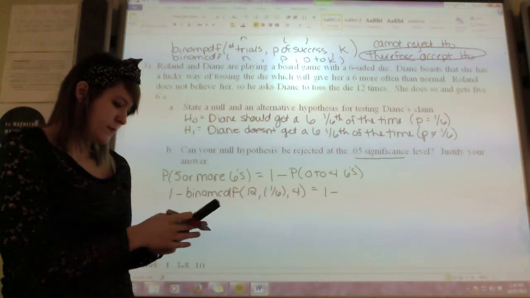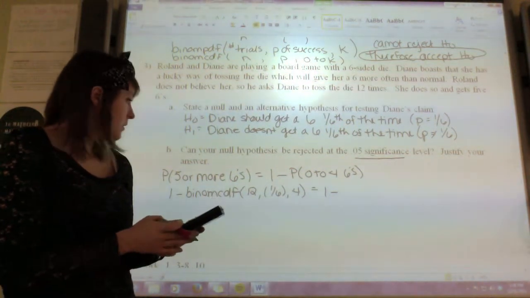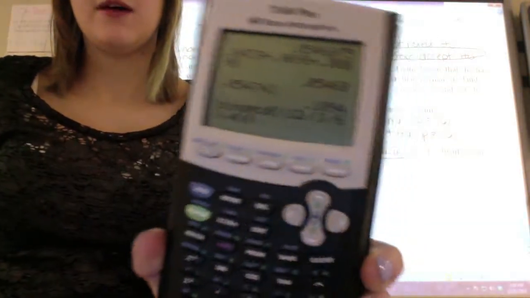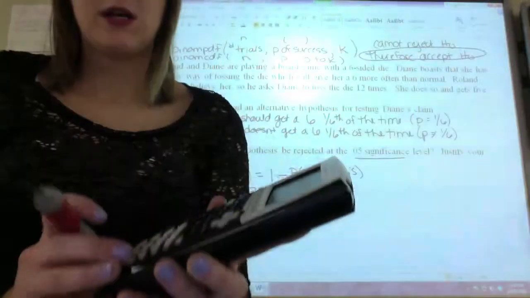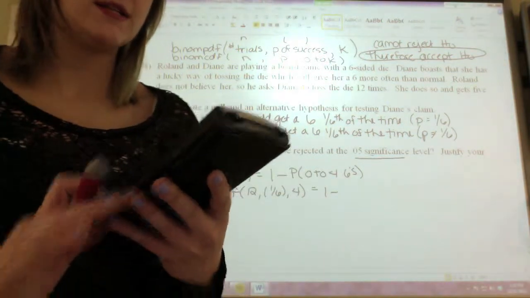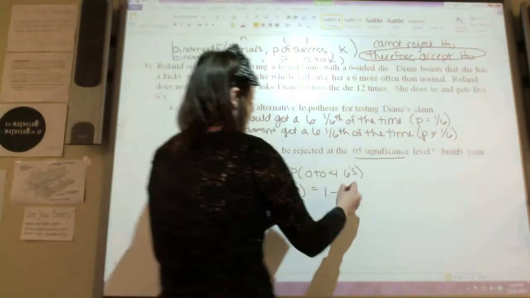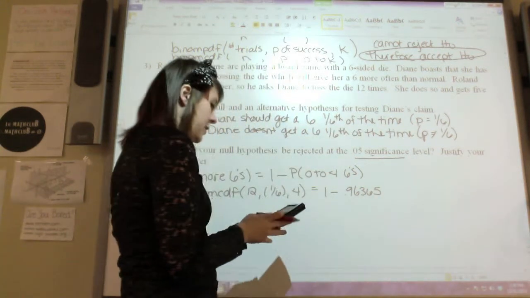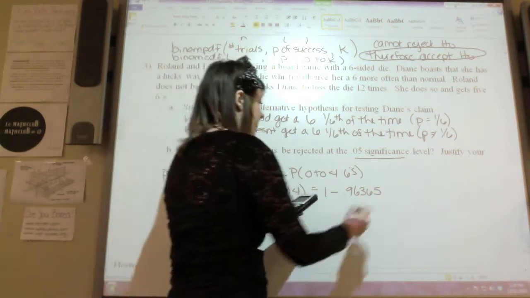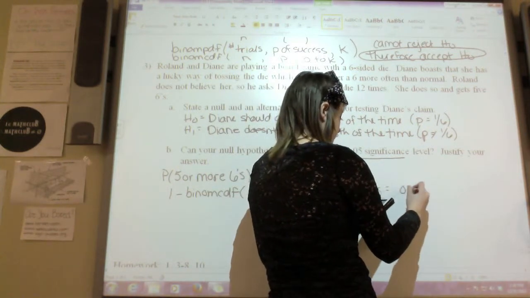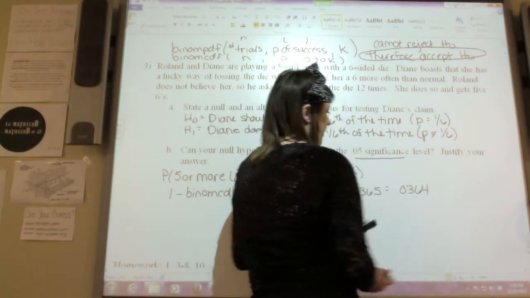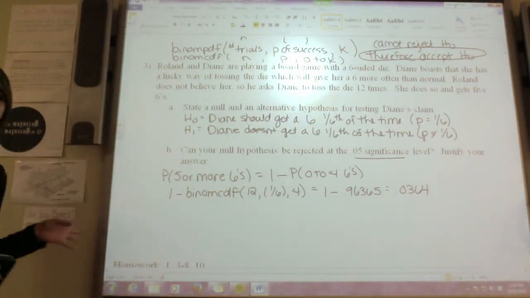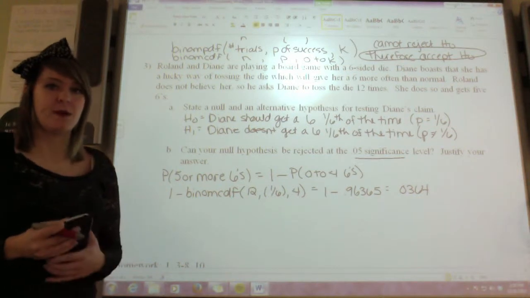When I type that in my calculator, I have 12, 1/6, and 4. This is what I've got in my calculator here. I'm going to hit enter. That gives me 0.96364. When I do 1 minus that answer, that gives me 0.0364. So this is the probability of the outcome that actually occurred and all of the more extreme outcomes.